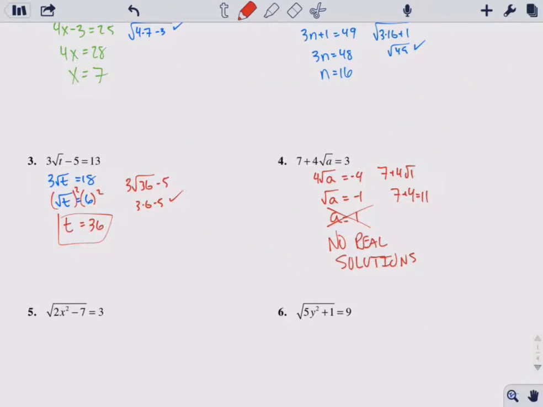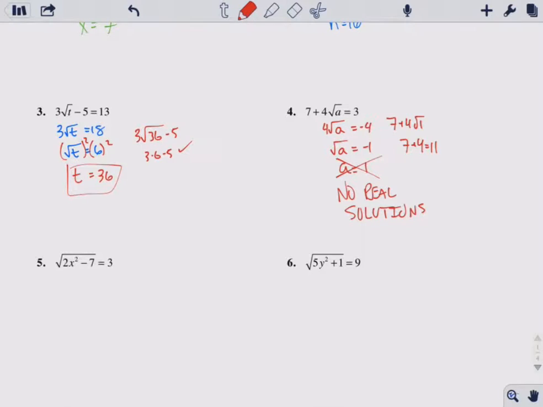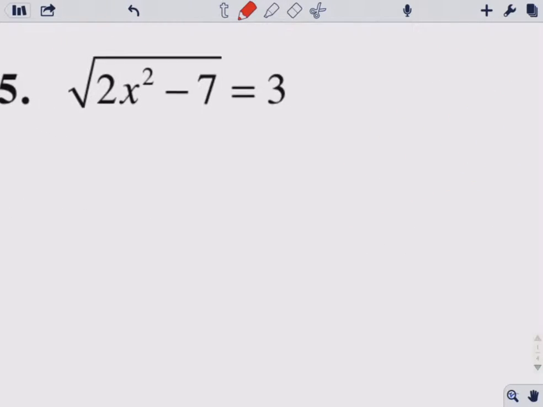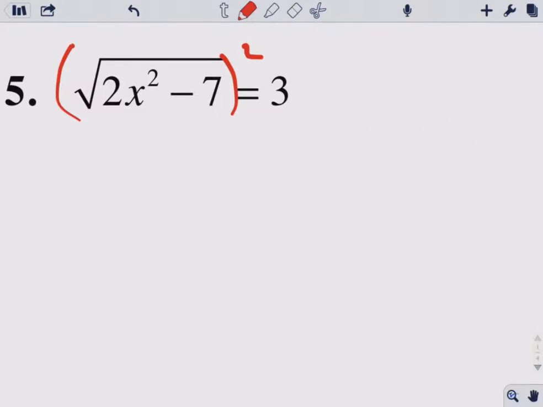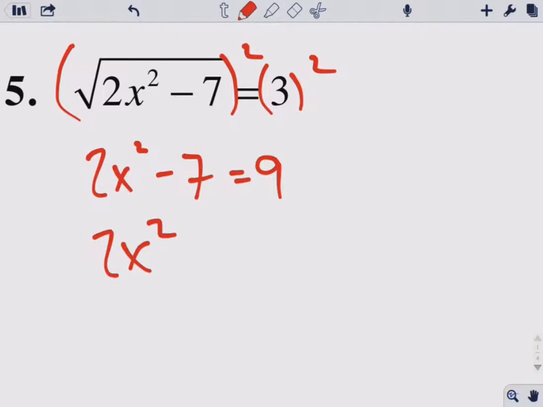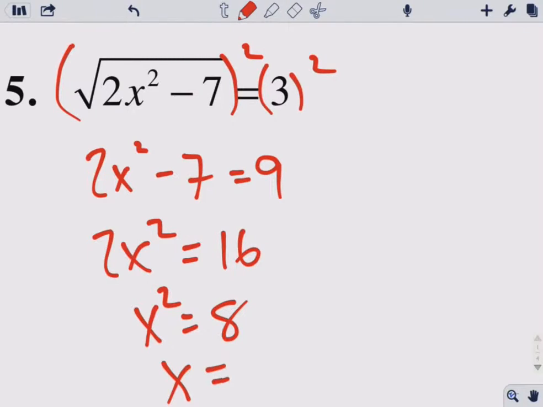Alright, and come over here, radical is already isolated, so I can square both sides. So I get 2x squared minus 7 is equal to 9. Add the 7, I get 2x squared is equal to 16. Divide by 2, I get x squared is equal to 8. And then x is equal to positive or negative 2 square root of 2.